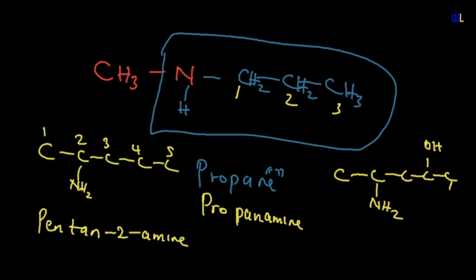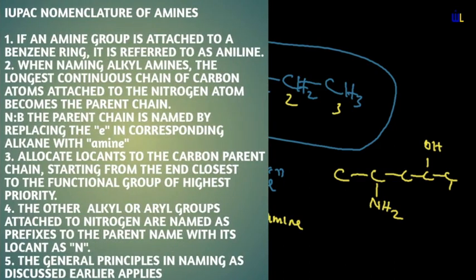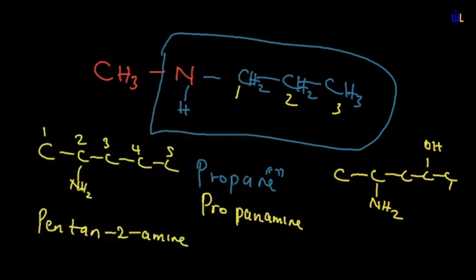With that said, we'll go to the next principle. And what is the next principle? The other alkyl or aryl groups attached to nitrogen are named as prefixes to the parent name, with the locant N. So imagine, for instance, we have this structure explaining what we just said. If you consider this structure, you notice that there's an alkyl group here, and this alkyl group has to be referred to as a substituent.